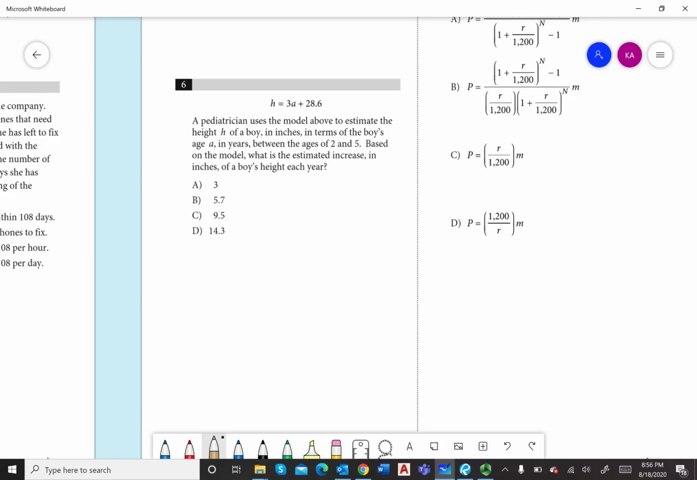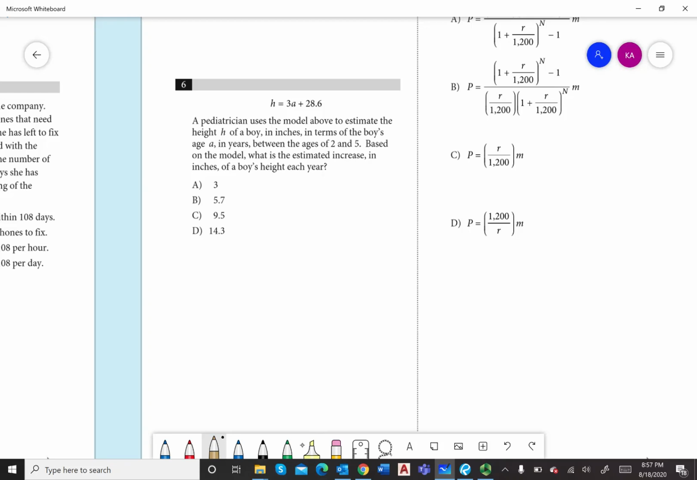Okay, so if you want to find the height of a boy that is between 2 and 5, that's the formula that you use. a is the age of the boy, in years. It's important that you understand when you read it, take 5 extra seconds to try to understand what you just read, because the English portion of it is even more important. Now, based on the model, what is the estimated increase in inches of a boy's height each year? So what is the increase each year?